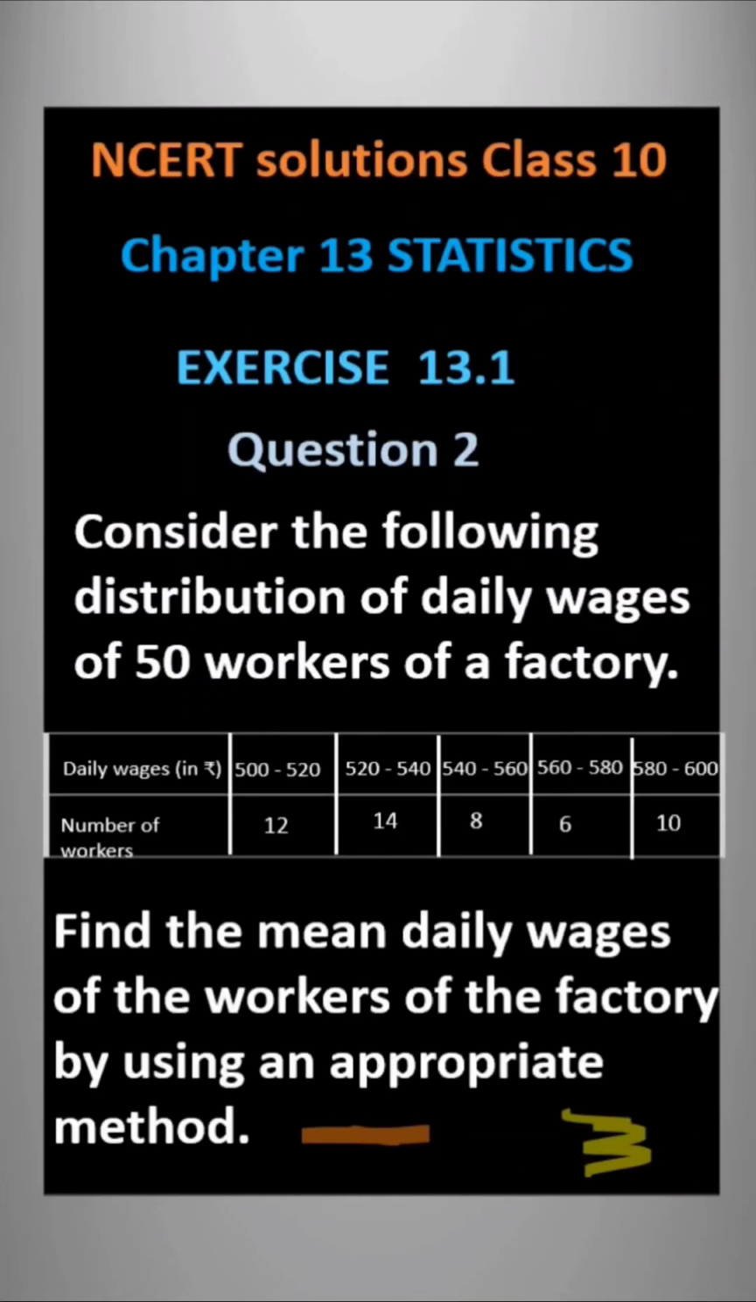In this video, let us solve question number 2 of exercise 13.1. The question is, consider the following distribution of daily wages of 50 workers of a factory. This is the distribution table. Find the mean daily wages of the workers of the factory by using an appropriate method. This is the question. Now let us solve it.